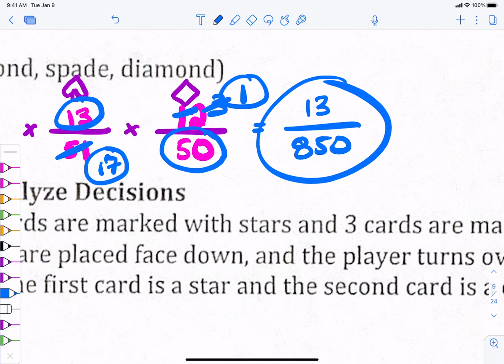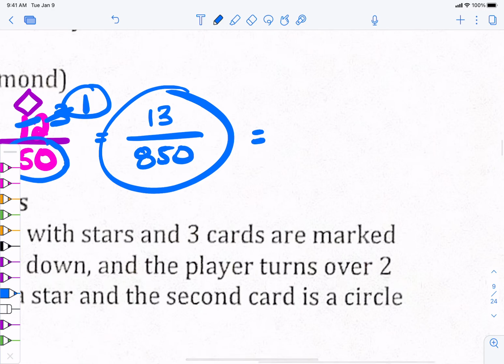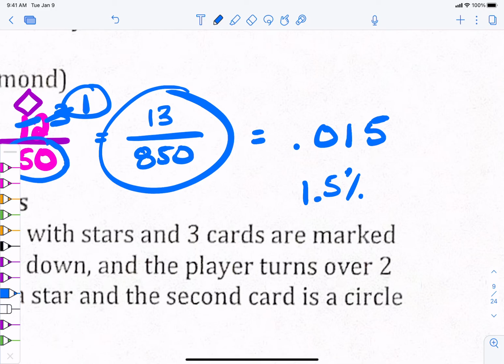Good chances or not good chances? Not really. Not really, right? 13 out of 850 is less than like 1%, probably. Like really small. What is that as a decimal? Oh, it's like 0.015? 1.5%. Okay, so 1.5%-ish, something like that. Okay, not real good chances of that happening. Still possible, but not real good chances.